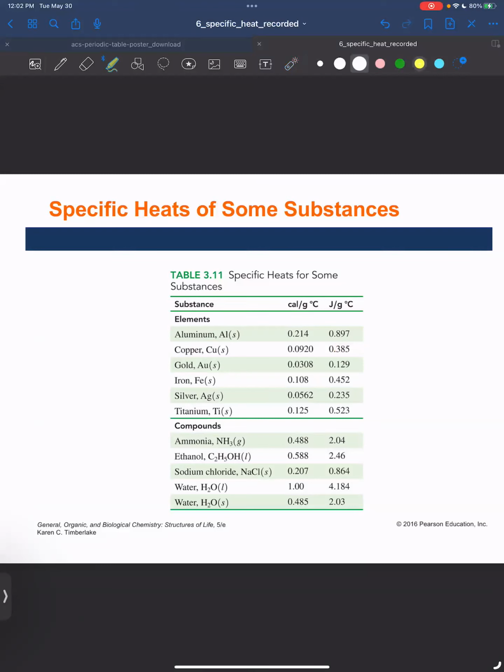But if we look, for example, at copper versus liquid water, the state of matter does matter. But in this case, I'm focusing on liquid water. There's a big difference between copper and water. So for example, copper, this means it only takes 0.385 joules to heat up 1 gram of copper by 1 degree Celsius. So that is why copper is a great material for cooking, because that metal heats up really quickly.